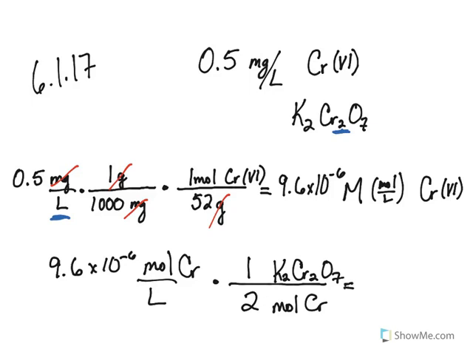And so when I do that, I divide by 2, and I'm now going to have moles of potassium dichromate, or the molarity of potassium dichromate. And that's going to come out to be 4.8 times 10 to the negative 6th.